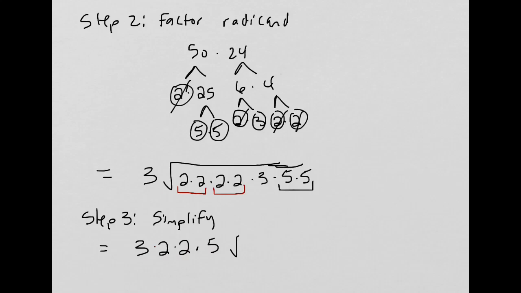Okay, you'll notice that underneath my square root, I still have this 3. So he's just going to stay underneath the square root. And now if I multiply all those numbers together in front, I get 3 times 2 is 6. 6 times 2 is 12. 12 times 5 is 60. And then I still have the square root of 3, which I can't do anything with. And that's my final answer.